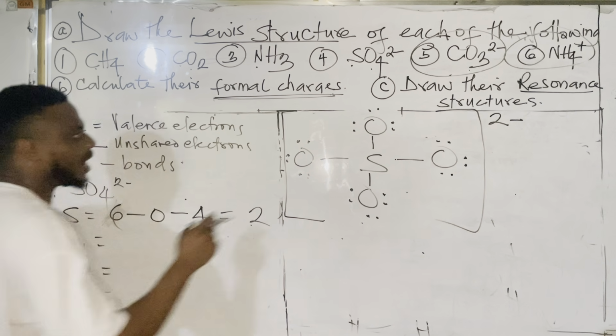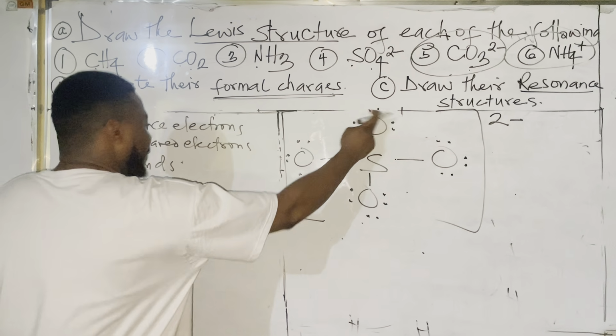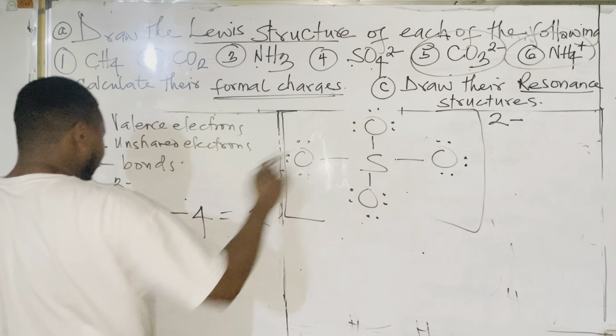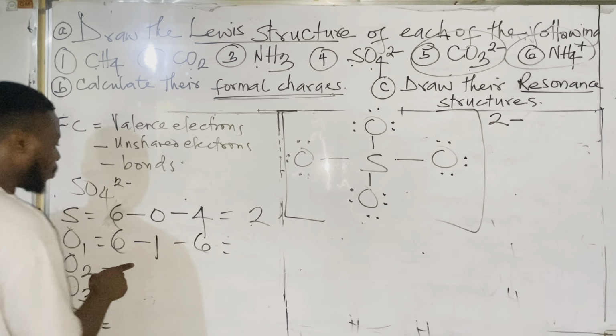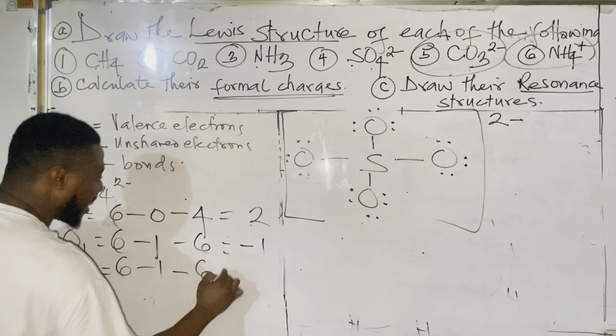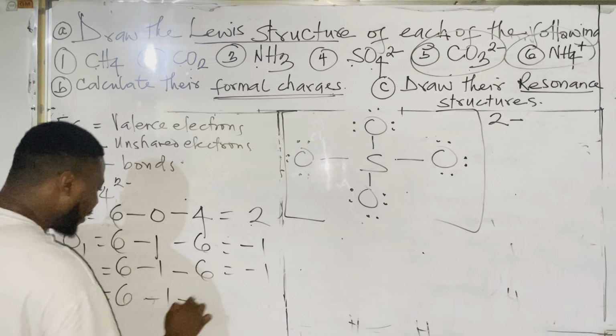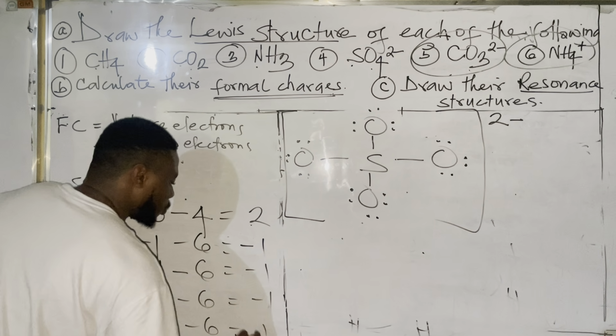Now let's do O1. Oxygen has how many valence electrons? 6. How many bonds does each oxygen have? 1. How many dot electrons? 6. 6 minus 1 is 5. 5 minus 6 is minus 1. The same thing is applicable to the other oxygens. Minus 1: 6 minus 1 minus 6 equals minus 1.